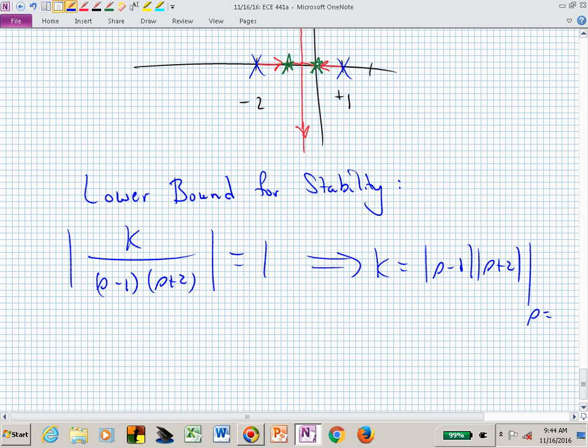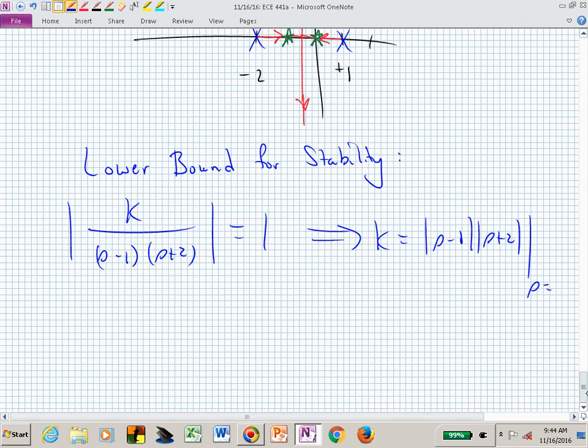What? I asked if there was a gain in my G of S, and I didn't hear an answer. How's that? Pardon? Does that look a little bit better?